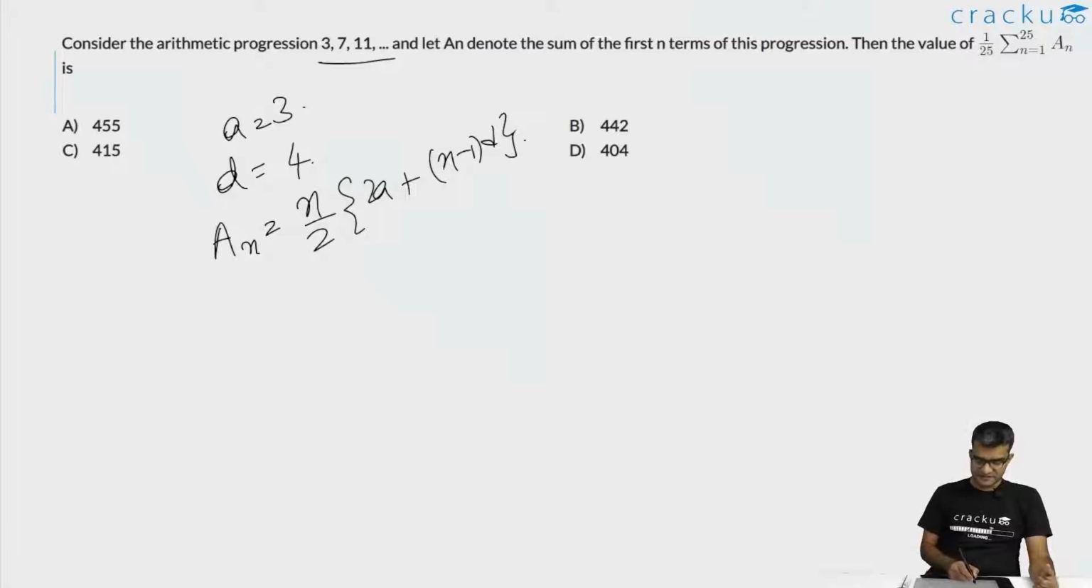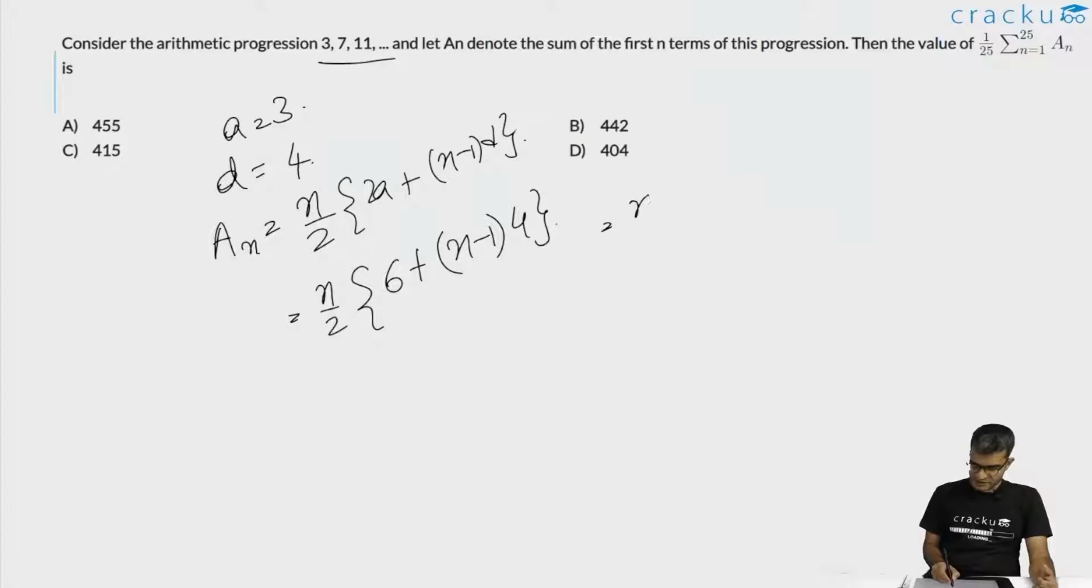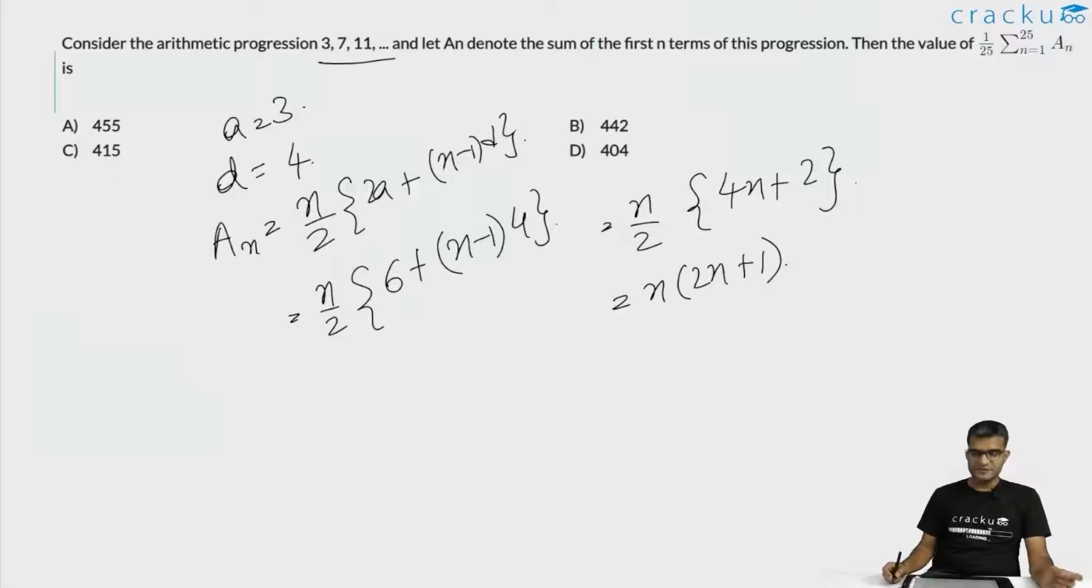In this particular case, that will be equal to n by 2 into 2a is 6 plus n minus 1 into 4. This is equal to n by 2 into 4n plus 2. This is equal to n into 2n plus 1. That is the value of the sum of the first n terms. In this particular case, we are required to calculate the average of the first 25 sum of the terms. That is, let us first calculate the sum of the first n terms of this, n into 2n plus 1.